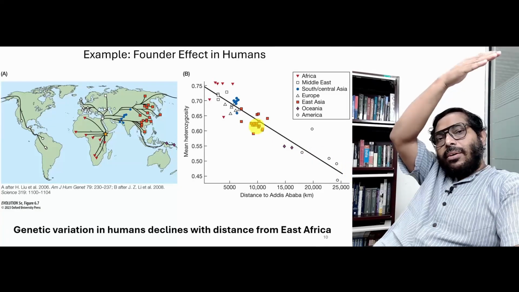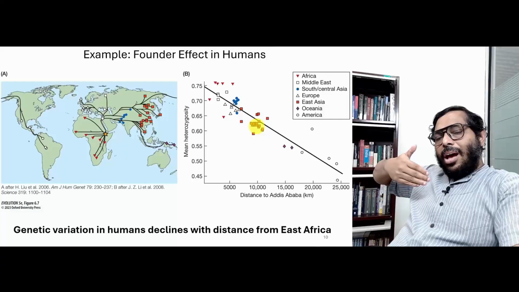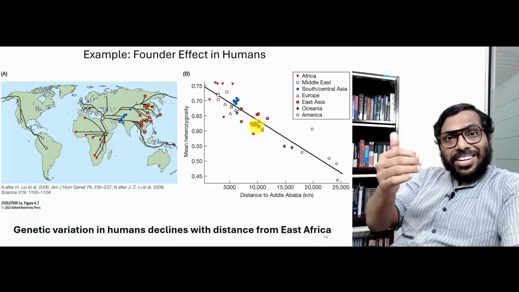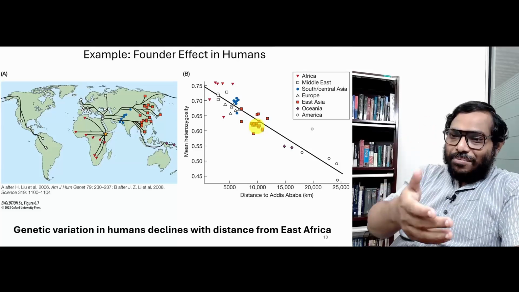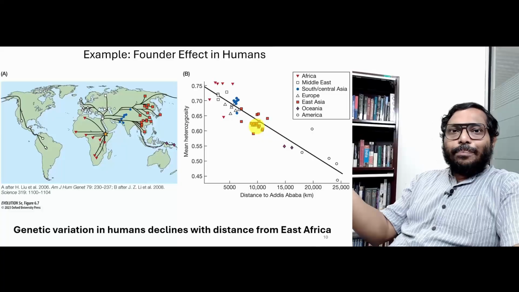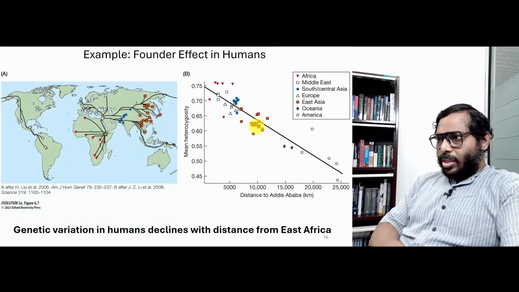So, in other words, you see a very nice negative correlation between how far you are from the center of origin of humanity and the level of genetic diversity that you have. Okay. So, this is a very nice example of what continuous founder events can do.